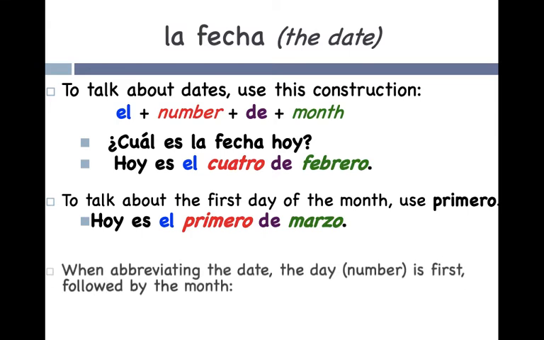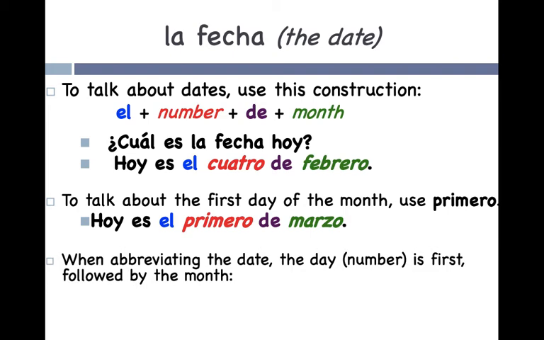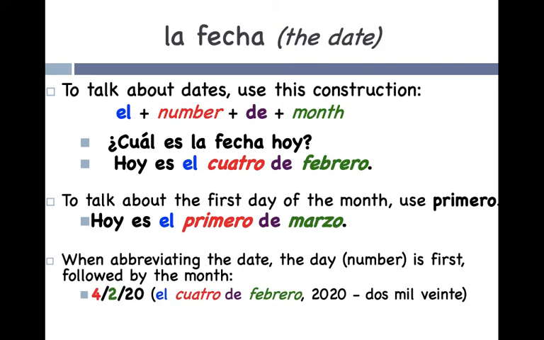So it's very similar. When abbreviating the date, the day is first, followed by the month. Por ejemplo, 4/2/20, el 4 de febrero 2020. In English, 4/2 would be April 2nd, right? But in Spanish, it's flip-flopped. They don't say April 2, they say the 2 of April. So the first number is the date, is the number, el 4 de febrero. And we'll do some practice with this.